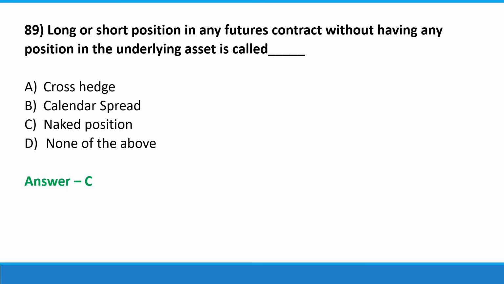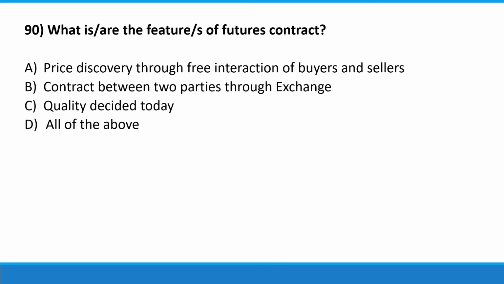Naked position. Next question. What is the feature of futures contract? Option A, price discovery through interaction of buyers and sellers. Option B, contract between two parties through exchange. Option C, quality decided today. And option D, all of the above. The correct answer is option D.